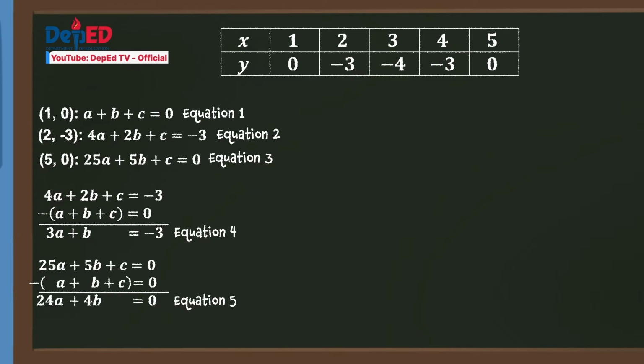And here, I wish to eliminate variable b. So, we have to multiply both sides of the equation 4 by 4 so that b will have the same coefficient as the b in equation 5. Hence, the equation 6 is 12a plus 4b equals negative 12.